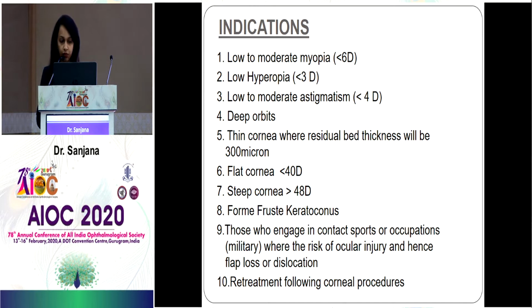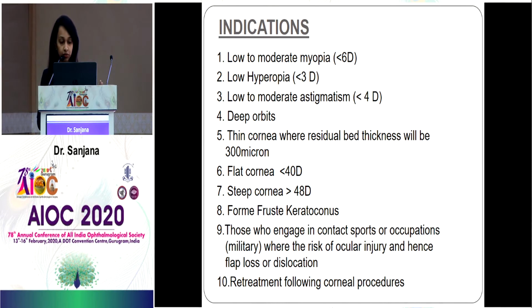And in cases of flat corneas and steep corneas, so we know that in LASIK we have chances of free cap in a flat cornea and buttonhole in a steep cornea. So in such cases again prefer PRK. And in cases of form fruste keratoconus, a little bit of detail of it I will be telling later. And those who engage in contact sports or occupations like in the military, where they have a risk of ocular injury, in such cases flap-based procedures would be a little risky because it can cause flap dislocation if there is trauma, so surface ablation would be better.